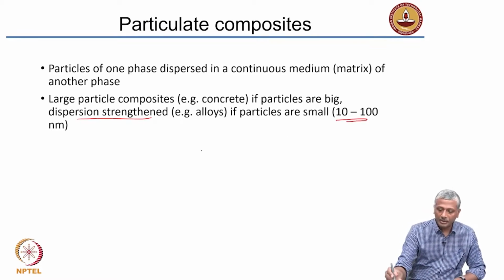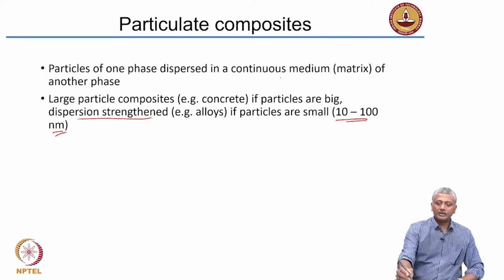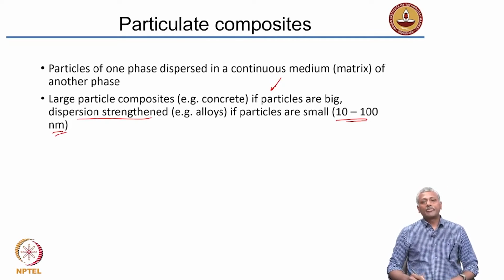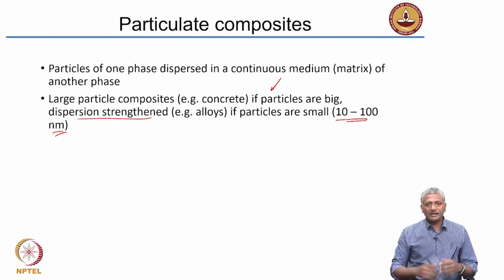Here we are talking about 10 to 100 nanometer size particles. In concrete, if you remember, our particle sizes ranged from 75 microns all the way up to 40 millimeters. So these are fairly large sized particles that are embedded in the matrix.